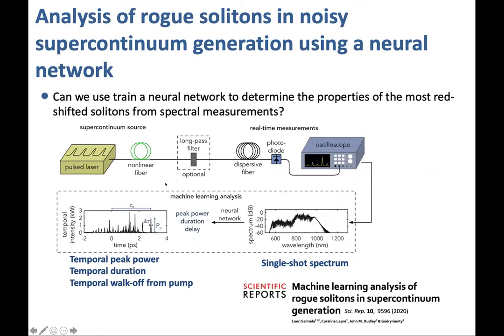So what we did is to extend the work we had done for the modulation instability case and see if we could now train the neural network to determine the temporal properties of the most redshifted solitons in noisy supercontinuum generation from single-shot spectral measurements, so without any phase information again. And here we looked at all the possible characteristics that we could obtain from the soliton, that is not only the peak power, but also its temporal duration, as well as its walk-off with respect to the input pump pulse.